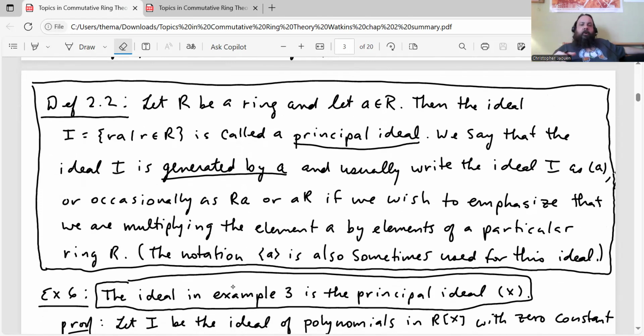or occasionally as Ra or aR if we wish to emphasize that we're multiplying the element a by elements of a particular ring, and the order that you write the product in makes a difference if you're not in a commutative ring. But if you're in a commutative ring like we are in Watkins' book, then Ra is the same ideal as aR. Sometimes they also use the notation with the pointy brackets around a, which is common in group theory also when you're looking at cyclic groups. But anyway, sometimes that notation is used, but Watkins uses the notation that we just described up above.